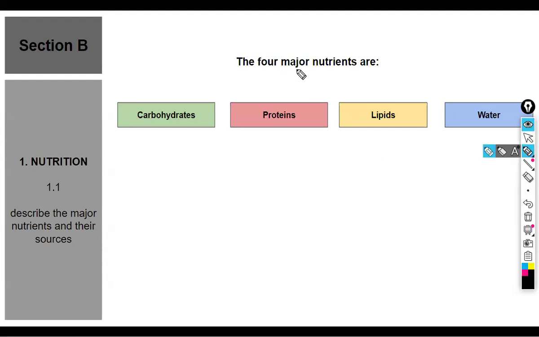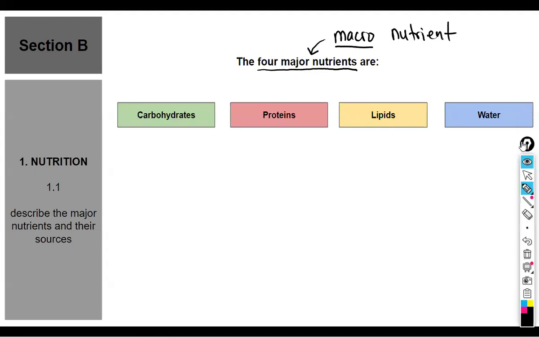Now, the 4 major nutrients are also called macronutrients. Macro, in case you didn't know, is the opposite of micro. Micro means small, but macro means large. So whenever you're eating food, there are 4 types of nutrients that you need a lot of. And that's why they call them macro.